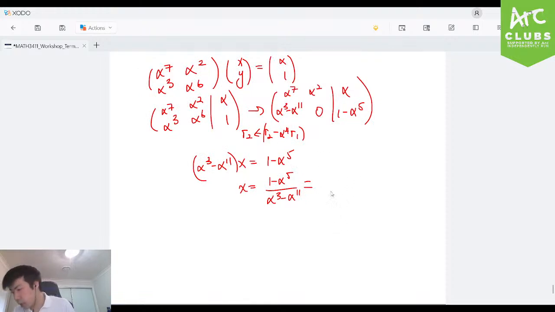Okay. I'll leave this for you to check, but I personally get that x equals alpha to the power of 5 in the end. And then by back substitution to find y, I get that y equals alpha to the power of 11. So this you check yourself.